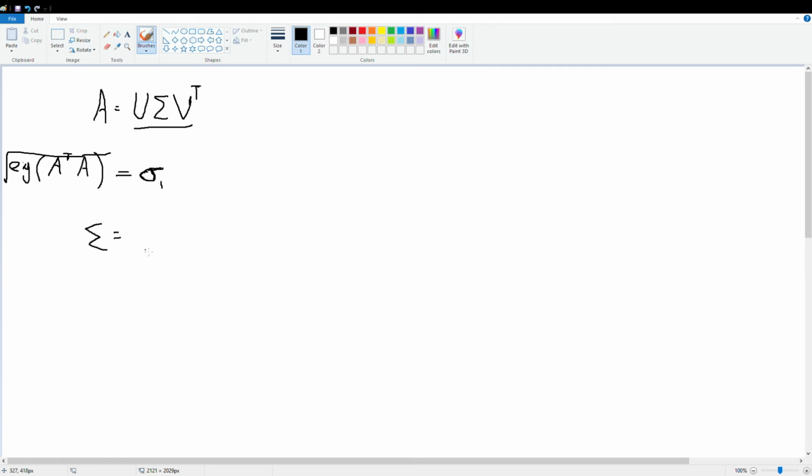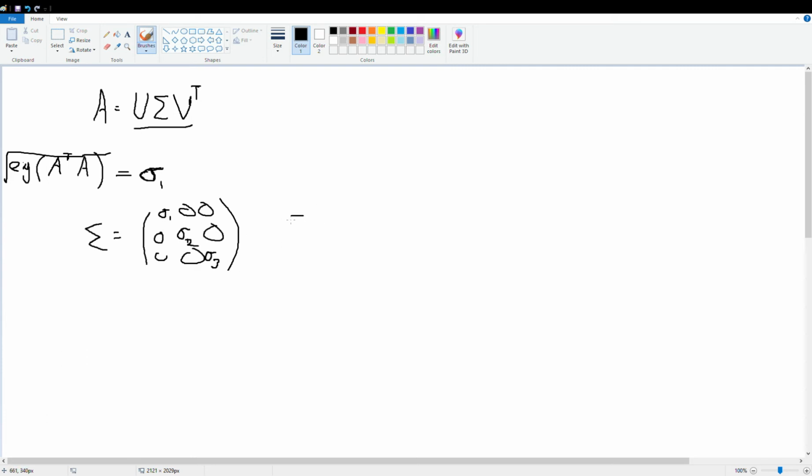our matrix here. However, it's not that simple, right? Because A may not have the dimensions we want it to have. So if A is square, sigma just looks like this. It's just a square matrix with the singular values on the diagonal in descending order.